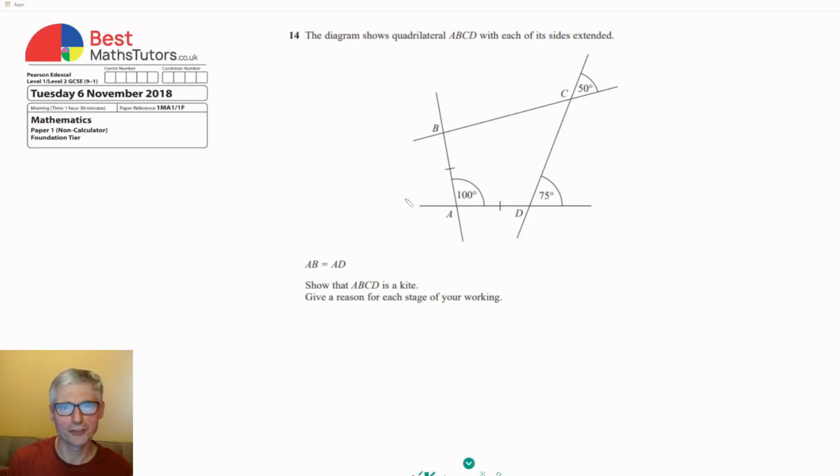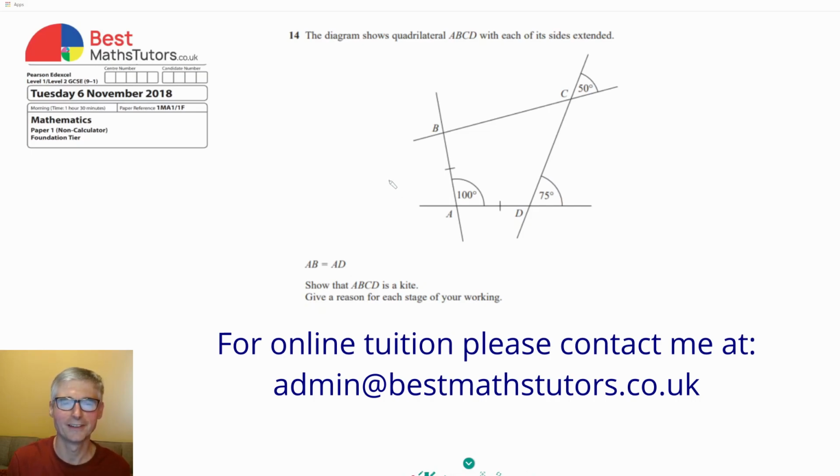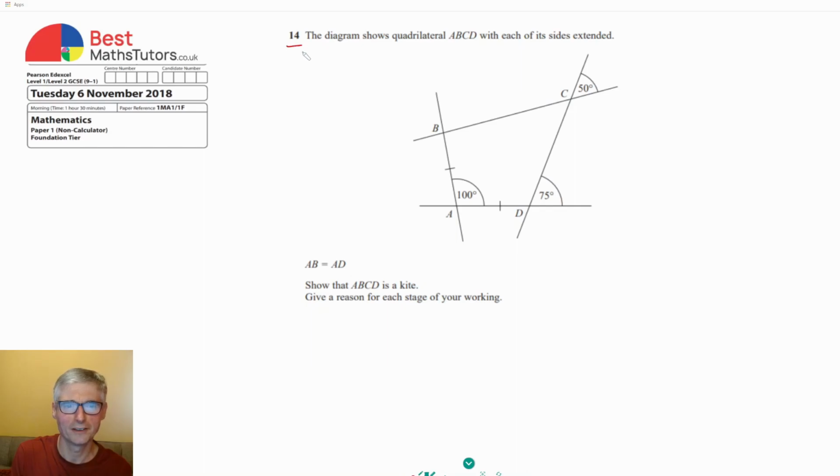I'm continuing to go through the Edexcel Foundation Tier Paper 1 from November 2018, and this is a non-calculator paper and we're on question 14. So we can see that we've got a quadrilateral ABCD with its sides extended. A quadrilateral means it's got four sides, and we're given the information that AB is equal to AD.